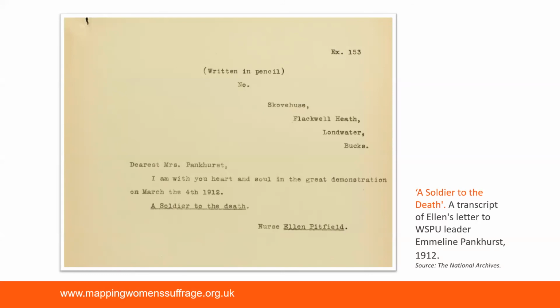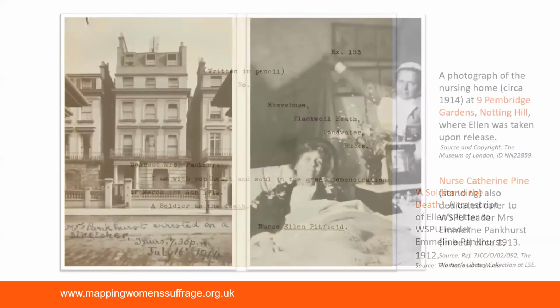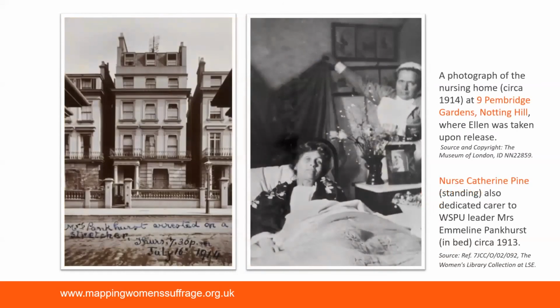Now, a petition ensued for Ellen's release, which likely happened a couple of months later in May that year, we think, although we can't be certain of the exact date. And she was cared for upon her release from prison by WSPU nurse Catherine Pine and Gertrude Townsend at their nursing home at 9 Pembridge Gardens, Notting Hill. And you can see a photograph of Pembridge Gardens nursing home on the slide there. And this was likely taken a couple of years later in 1914.